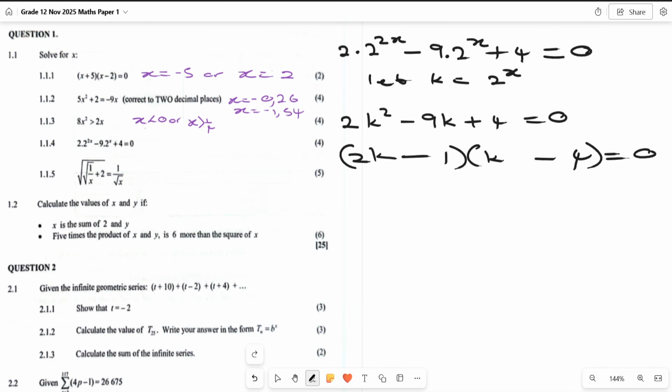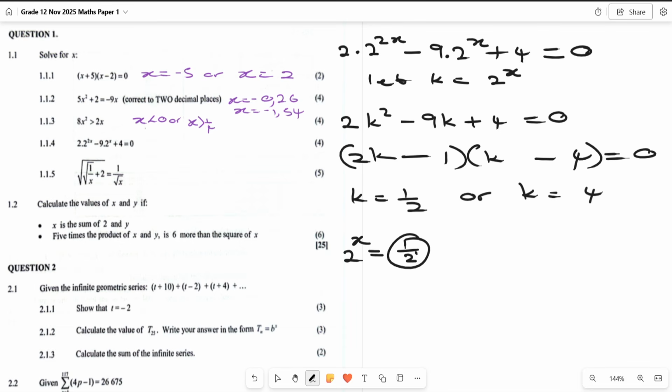So that is fine, boys and girls. Therefore, k is going to be equal to 1 over 2, or k is going to be equal to 4. We don't stop there. We need to find the value of x, right? So we said k is equal to 2 to the power of x. So we're going to say 2 to the power of x is equal to 1 over 2, right? But before we even proceed, this is 1 over 2 to the power of 1, right?